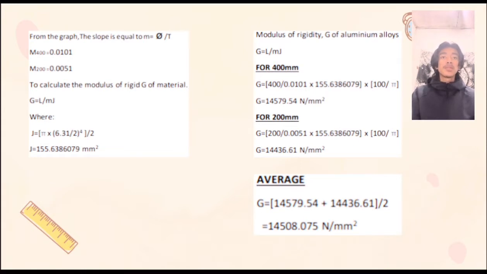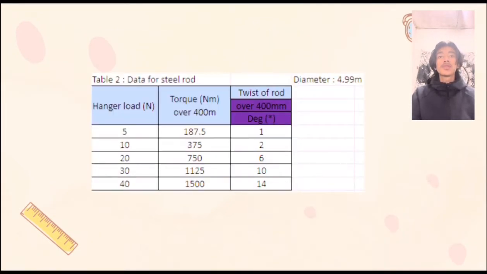After we get the two values for 400 millimeter and 200 millimeter, we need to calculate the average of G. Then we get the average modulus G of aluminum alloy, which is 40,408.0795 Newton per millimeter square. For table 2, the data is for steel rod. Diameter is 4.99 millimeter.